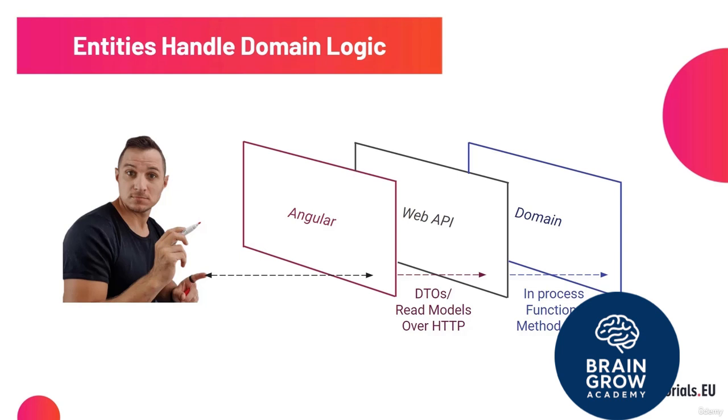DTOs and read models are collections of fields passed between the client and the server, as we have already covered. DTOs and read models should not be responsible for dealing with domain logic. That's what I mean when I say that we don't use DTOs and read models to write them into the database, for example. So instead of those DTOs and read models, we should use so-called entities.